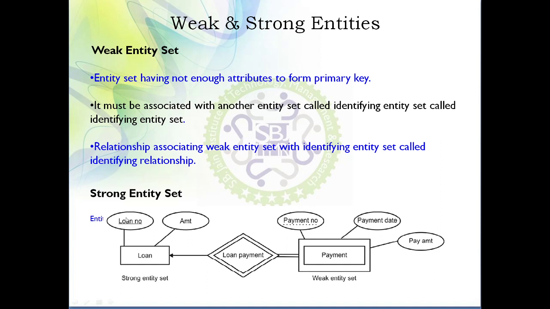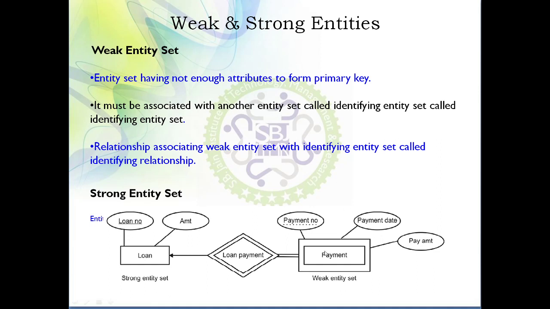So we can say that loan is a strong entity or identifying entity set, and this diamond, loan payment, will represent the identifying relationship set. So a strong entity always has a primary key attribute. In this case loan is a strong entity as it has a primary key attribute, loan number, whereas payment is a weak entity because it does not have a sufficient primary key attribute.